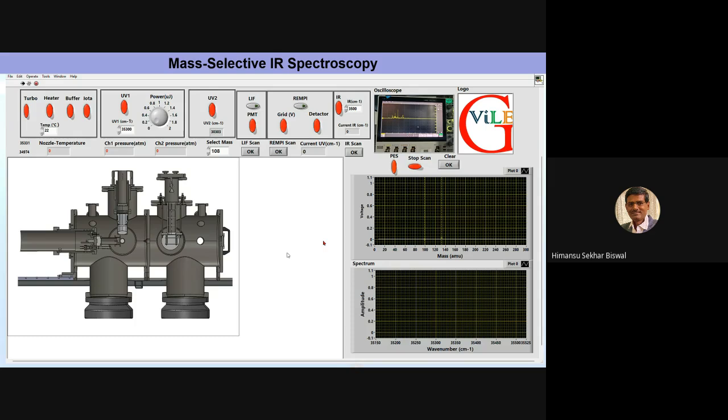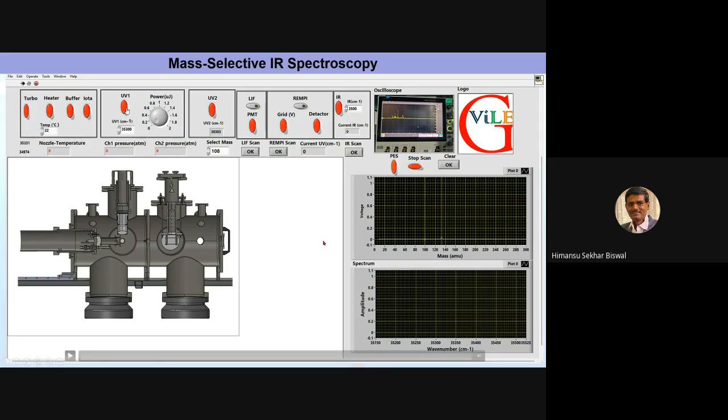This software is written by us. The instrument is built by us. Everything is done by us. If you look at the top panel, it is written Turbo. Turbo means pump; heater means the sample heater we use. Then buffer means the helium or argon buffer gas. Iota means pulse valve driver. We have the solenoid valve, which pulses; we don't have a continuous flow. If you have a continuous flow, a lot of helium will be lost. So we use a pulse valve, and it is controlled by Iota.